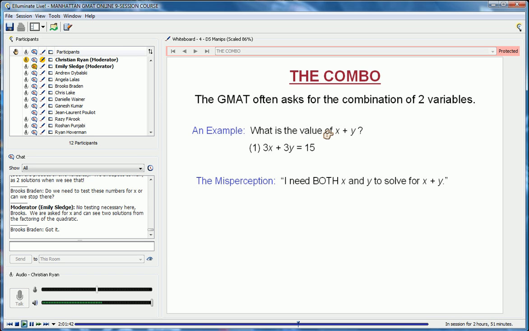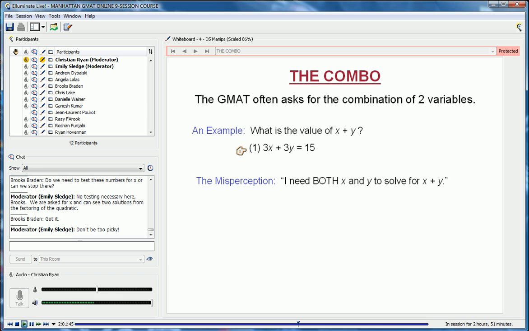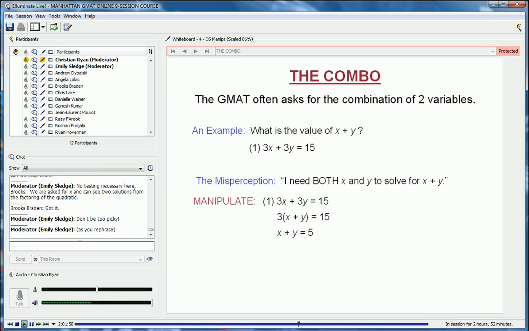Rather, you take the combo here, and then you see whether or not you can turn the statement into a statement about that combo. And notice we won't get x or y individually. We can just do this manipulation and get x plus y equals 5. And what's x, what's y? We don't know. Who cares? We just need the combo, x plus y. So yeah, I like this thought that Emily's put there. Don't be too picky. Don't say, you know, I have to have all this stuff, x by itself, y by itself. No, you can do it with the combo.